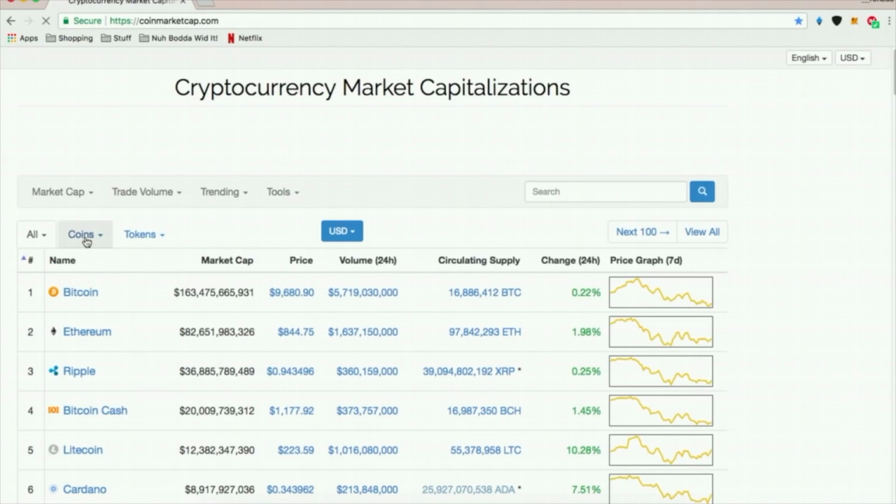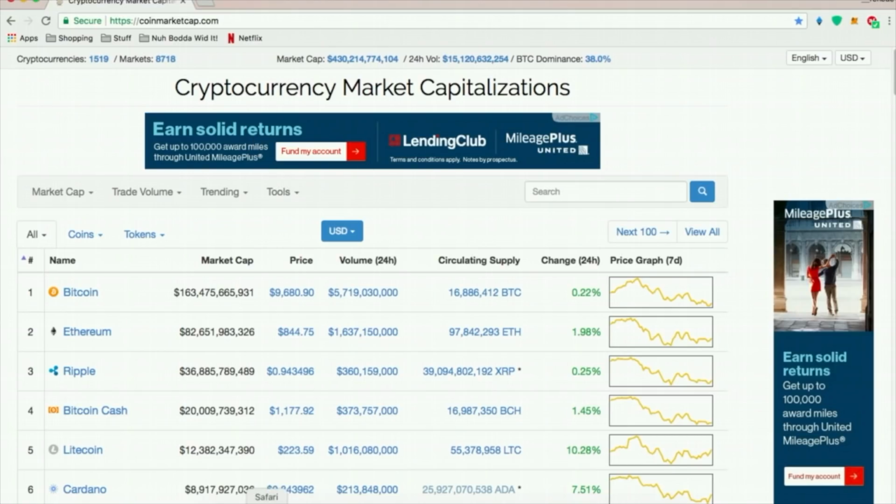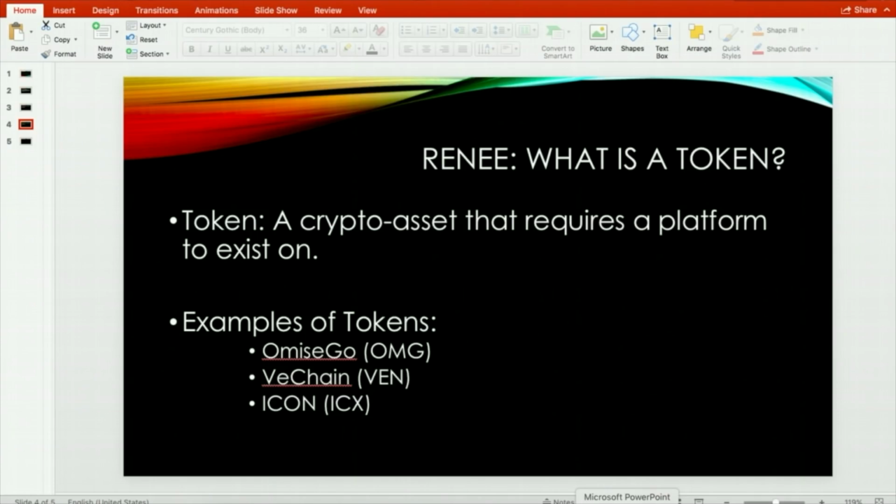And I love CoinMarketCap mainly because I don't have to sit on the all. I literally like to go between coins and tokens just so that I can see the difference between the two, right? So let me try and break this down even further.